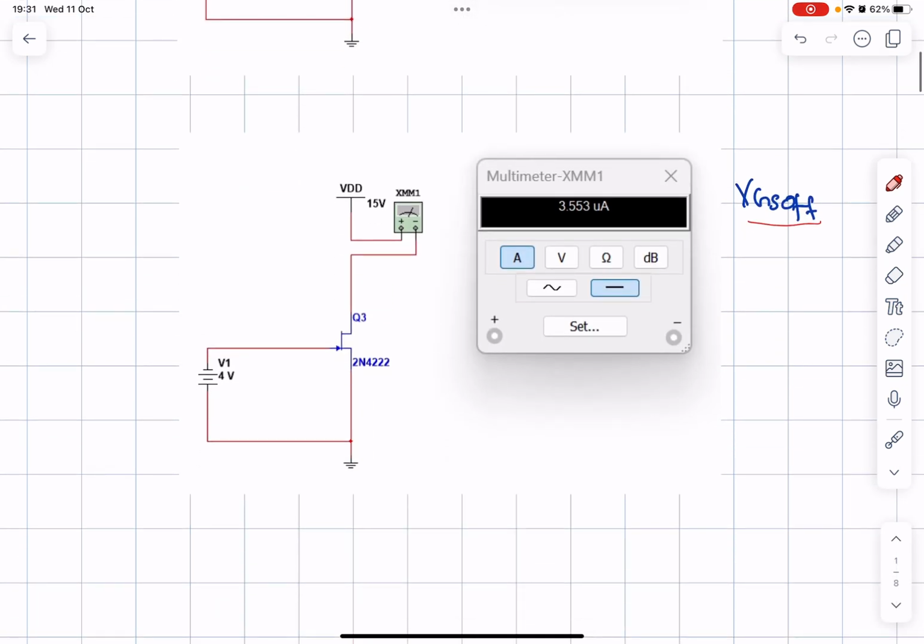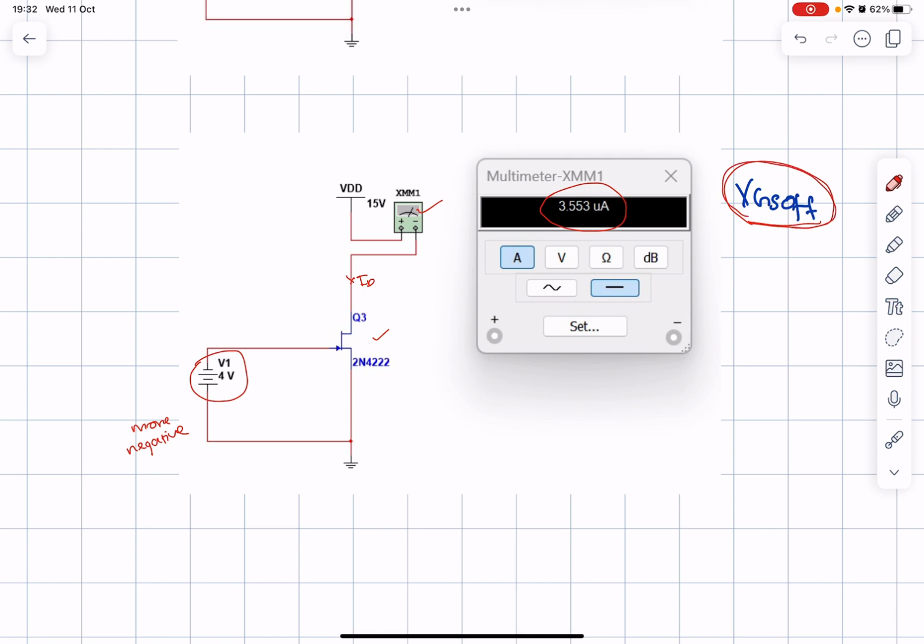Now you want to know what the VGS off is for this transistor. In order to obtain the VGS off, you need to increase this supply, the VG, more negative. How do you know when it has reached the VGS off? When the drain current here, which is this one, has reached almost 0, that is when you have reached the VGS off region.